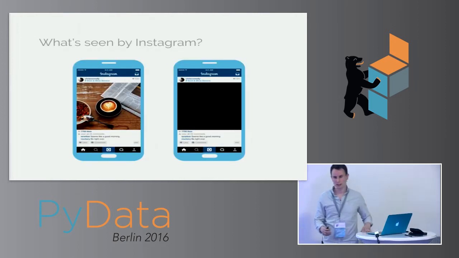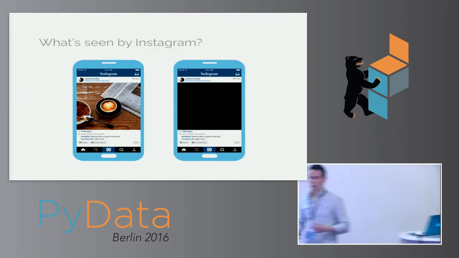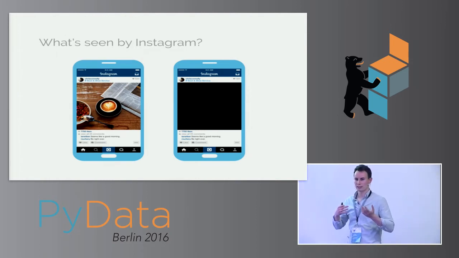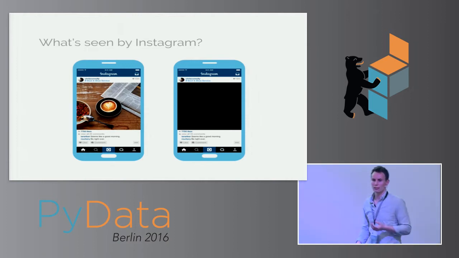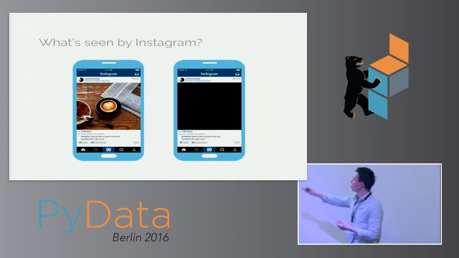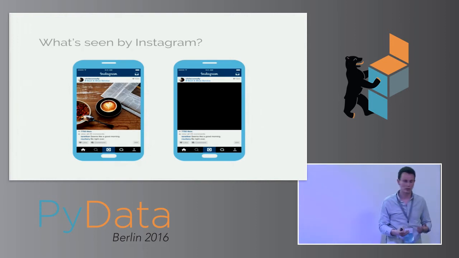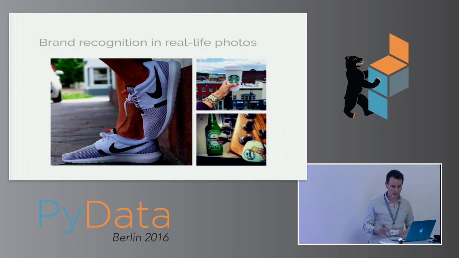Another thing is that if you imagine what Instagram sees as a system, it sees your hashtags, it sees your comments and texts, but it doesn't know what's inside the picture. So from the perspective of the software, this is what's visible to the infrastructure. And that's why I wanted to be more conscious about what's in the pictures. So that's why brand recognition in real-life photos.